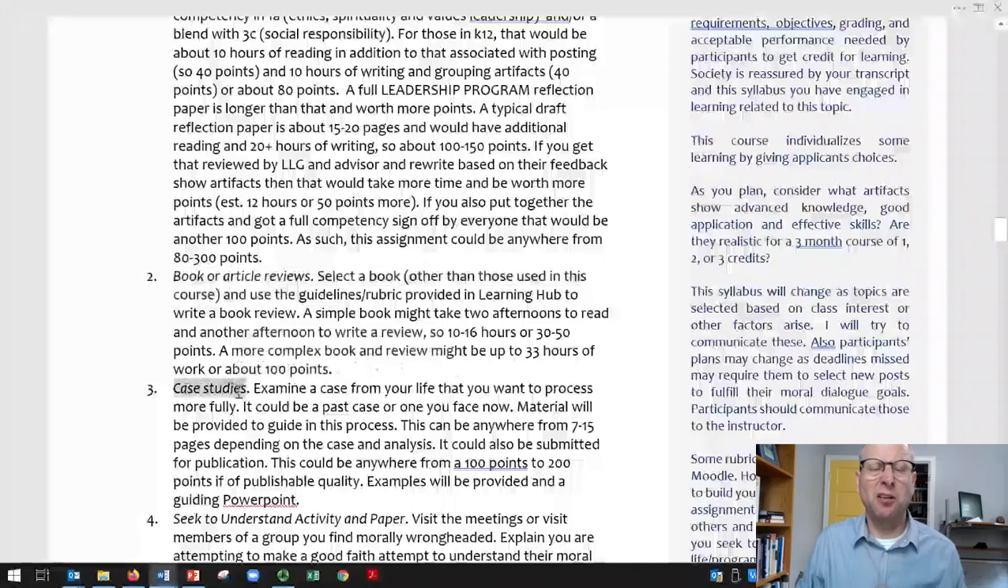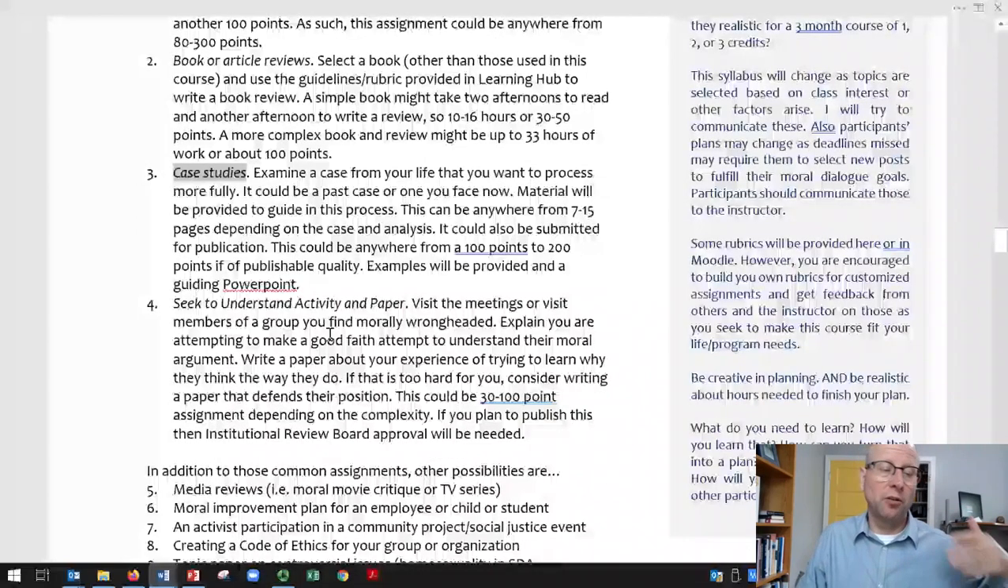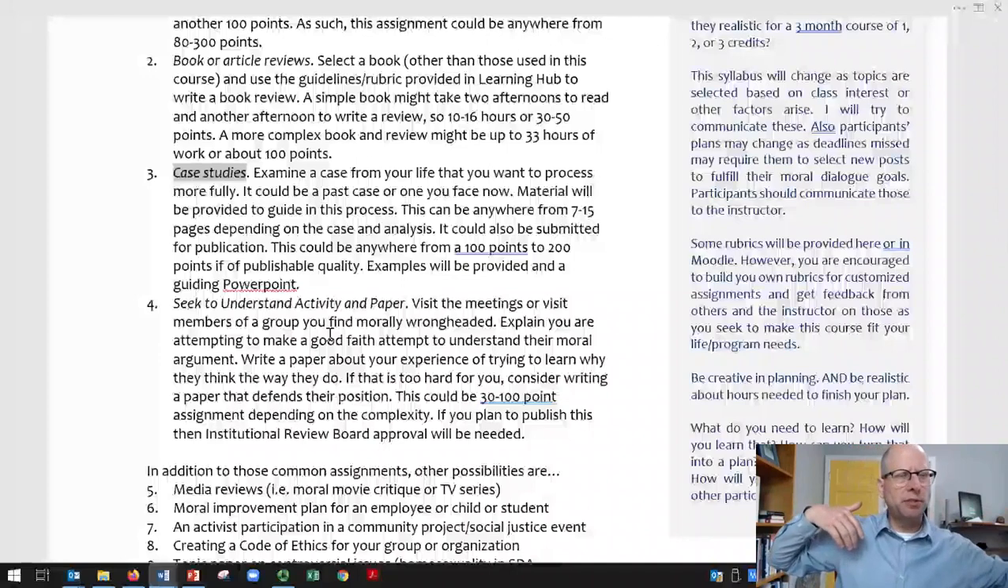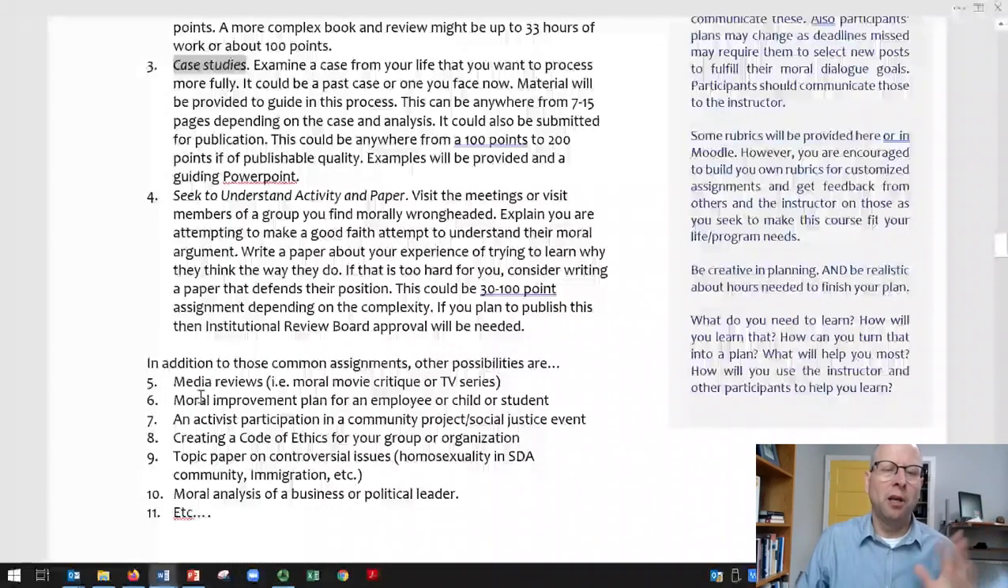Somebody did a case study in the past, seeking to understand other activity, like why did this Muslim group think this way? Why does this Hindu group, like Baptist, do this? Why Catholic? Wanting to understand other moral people's perspectives, and you can do a review of media. Moral improvement for an employee or child is similar to moral mentoring, but it could be a larger project. So there's lots that you create a code of ethics. One person did a research of their organization's codes. So those are some of the things.